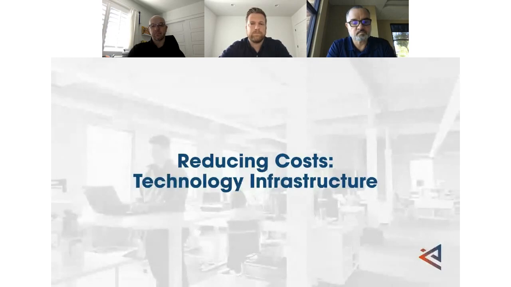What are some high-level steps a business can start taking now to use technology to reduce operating costs and costs in general? Yeah, so I think it would be good maybe to step back and take a 10,000 foot view of the needs of the organization.